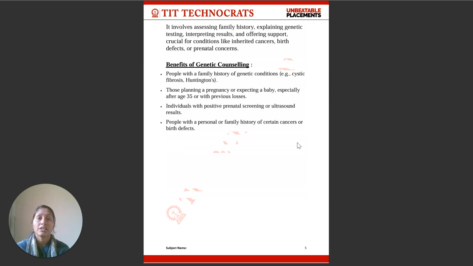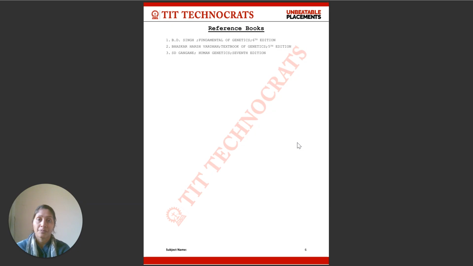Then next is benefits of genetic counseling. People with a family history of genetic conditions, example cystic fibrosis or Huntington's, and those planning a pregnancy or expecting a baby, especially after age 35 or with previous loss. Individuals with positive prenatal screening or ultrasound results. Then people with a personal or family history of certain cancers or birth defects.